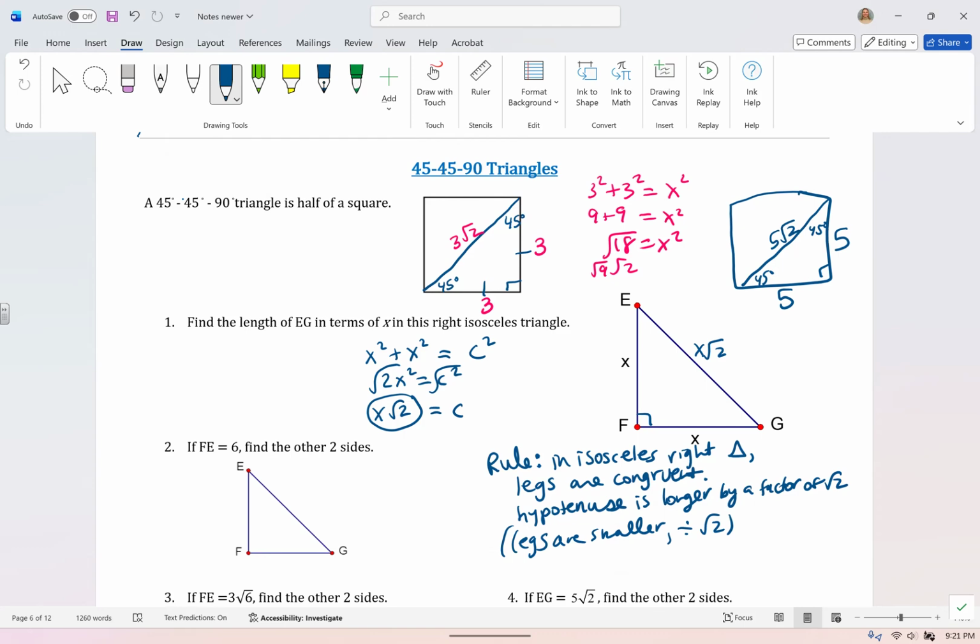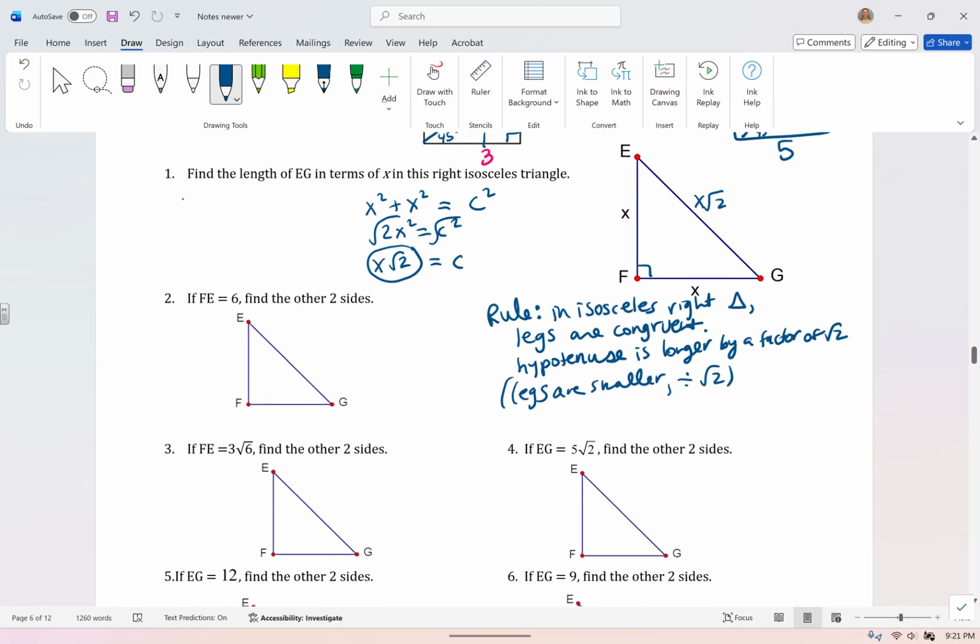On the flip side, if you know the hypotenuse, you can divide it by root 2 to make it smaller to get to the length of the legs. So that's going to be kind of the gatekeepers. If you know the legs, you times by root 2 to get to the hypotenuse to make it bigger. You divide by root 2 to get to the legs. And so now basically the rest of these notes are going to be us practicing either timesing or dividing by root 2. Okay, and so here we go.